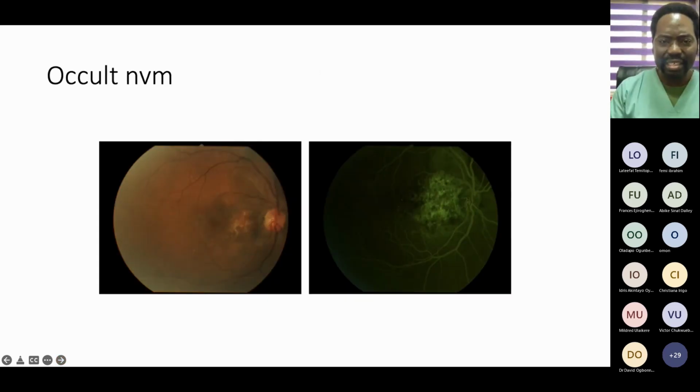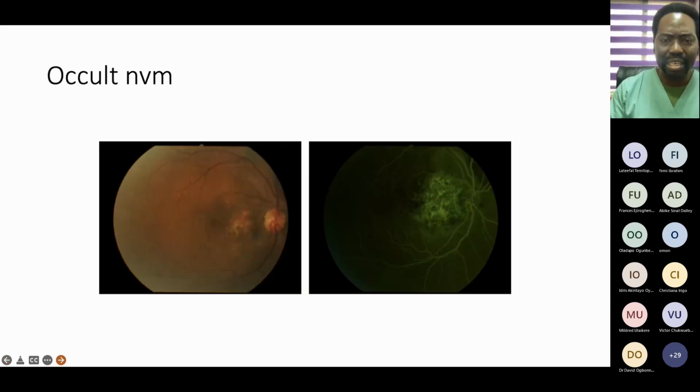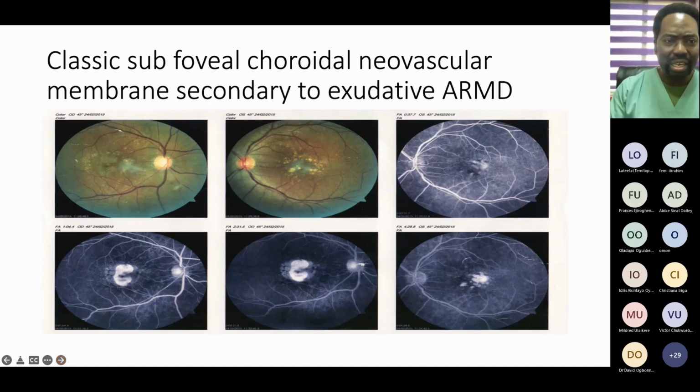So let's look. Occults, this is not an excellent example of an occult, but they are usually speckled. They have this speckled appearance rather than the uniform hyperfluorescent appearance that classic membranes have. Let's look at this classic membrane again. You can see the drusen, see the hemorrhage. Look at the increase in hyperfluorescence as the frames continue, and you can see that most of it has a uniform hyperfluorescence, and it affects the center of the fovea. So this is another classic subfoveal choroidal neovascular membrane. You can say it's predominantly classic because there are some other areas beside it that are more speckled, but this is a predominantly classic subfoveal choroidal neovascular membrane.